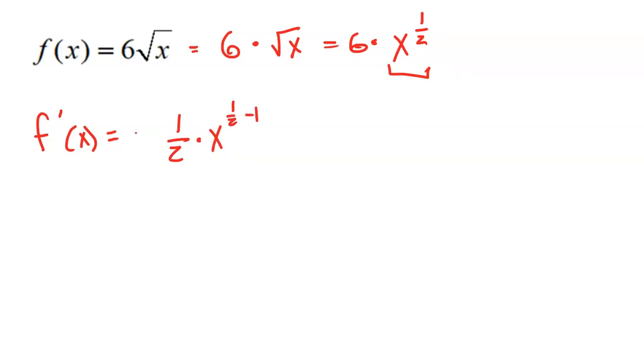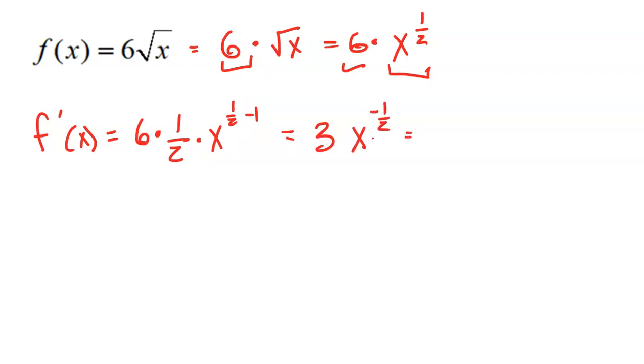And you say, well, what do I do with that 6? Just multiply it out in front. That's what the constant multiple rule says. It just kind of hangs out there. Don't do anything with it. Now I can kind of clean things up. Now that the 1/2 is there as well, 6 times 1/2 is 3. X raised to the negative 1/2 is my new power.